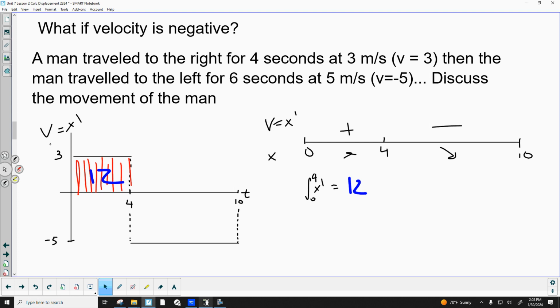Now, we wouldn't use your calculator for that instance, but if your velocity was changing, that's where your calculator is going to come into play. Now, when your velocity is negative, okay, this is new.